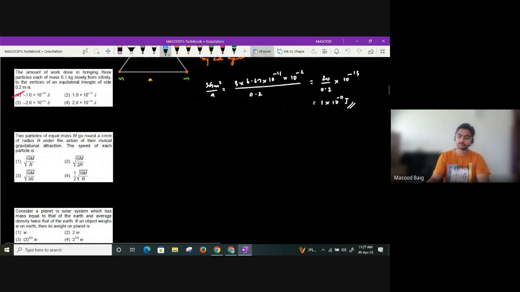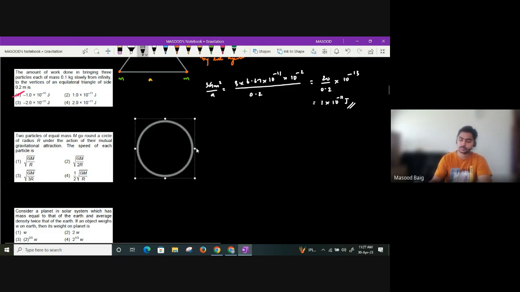And the same thing you see here. What they have given: two particles of equal masses go around a circle of radius r under the action of their mutual gravitational attraction. What is the speed, they are asking. Again, in this case, we have only two particles, guys. How many particles do we have? Two particles. So obviously, they will be moving under the effect of what? Let us say m mass and m mass, going around the circle. They will be moving under the effect of gravitational force only. So what is the force acting? Gravitational force. Let us say it is performing circular motion in clockwise sense.